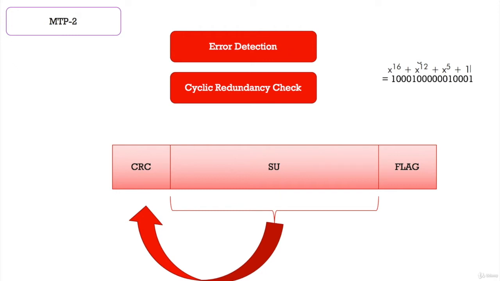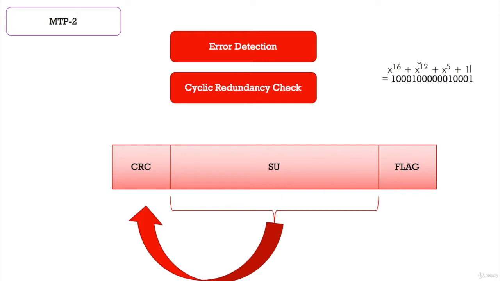It's an algorithm applied on the payload, on the main signaling unit that is transmitted, and you can say a CRC code will be obtained after applying that algorithm on the signaling unit, and that is appended along with the transmitted data.